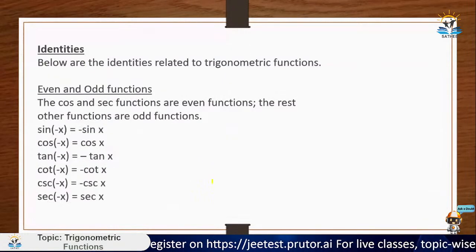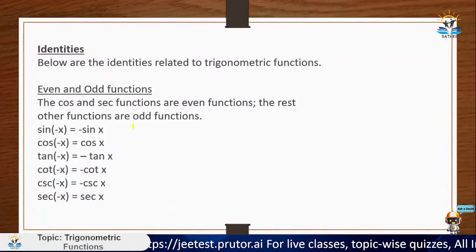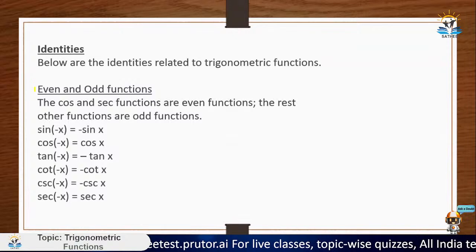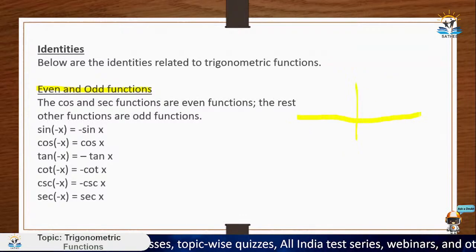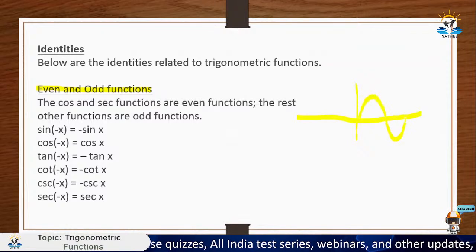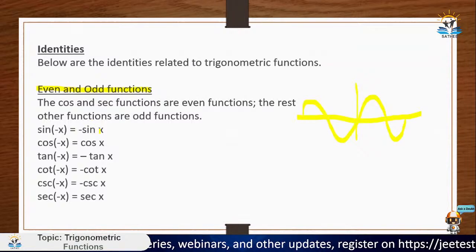So moving ahead, these are some identities which we study in trigonometric functions. Firstly, let's take even and odd functions. So in even and odd functions, what happens? Let's say this is your x and y axis. So the sine graph is something like this, and on the opposite side it is like this. So basically, sine is an odd function. What is odd? Odd means sine of minus x is equal to minus sine x.